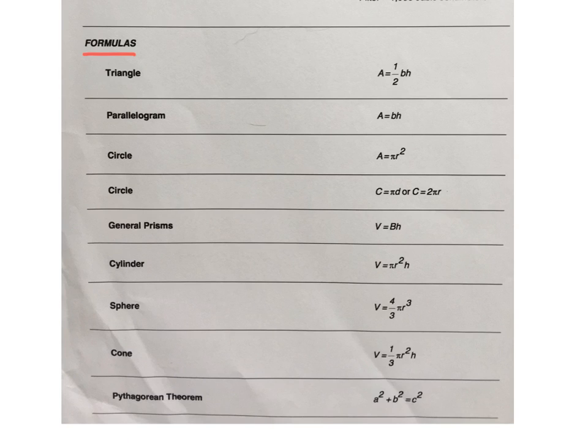Please take notes as we go through this formula sheet. For now, we're particularly interested in the formulas. We're going to divide this section into 3 parts. If you wouldn't mind, draw a line here between circle and circle, and then draw a line here between circle and general prisms.